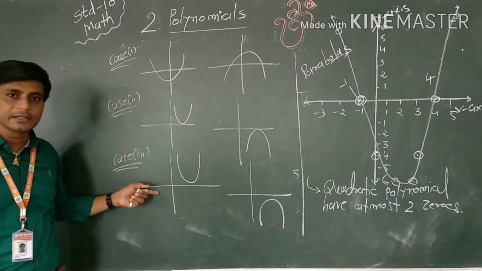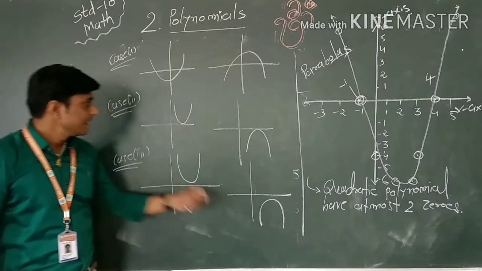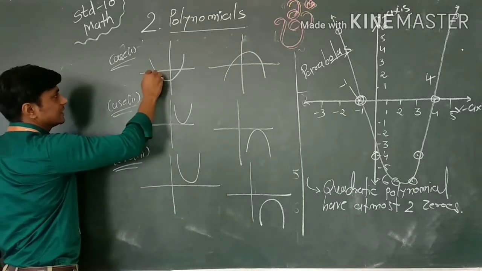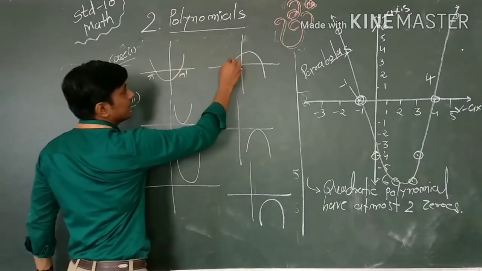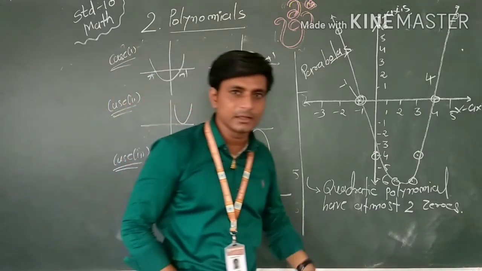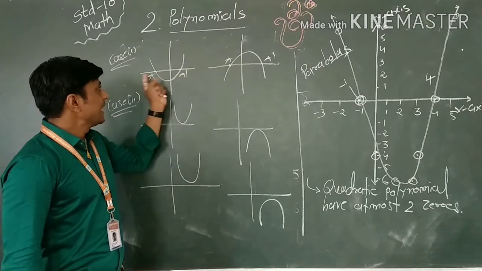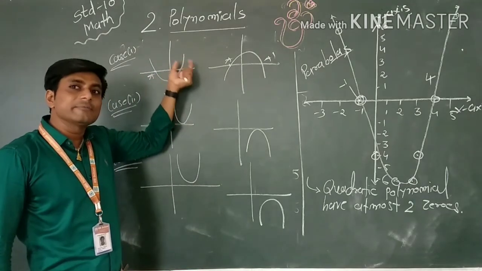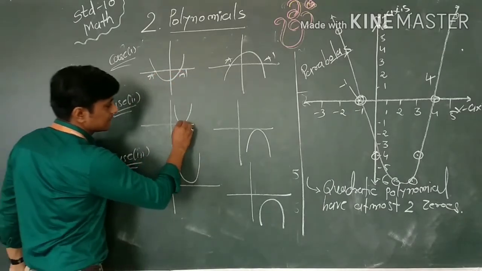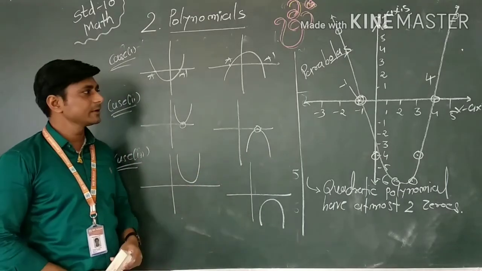There are 3 possibilities for a quadratic polynomial: it has no zeros, it has a single zero, or it has 2 zeros. Suppose these points are A and A dash. Here 2 zeros. In the geometrical meaning, zeros simply mean intersection with the x-axis. Here the graph intersects the x-axis at 2 points. Similarly here a single point, and here no intersection. That means no zeros of the quadratic polynomial.